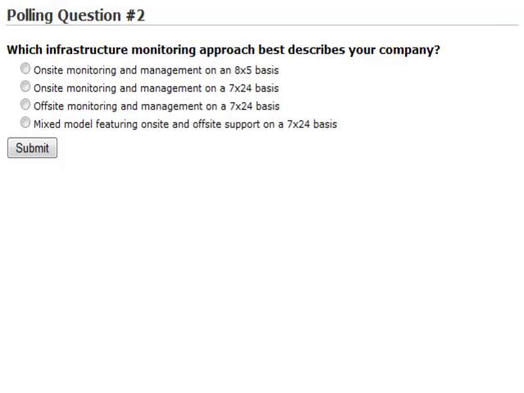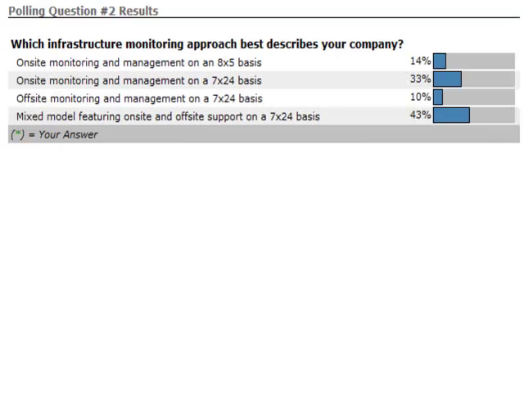Steve, I'm going to turn you over for the polling. Okay. The question we have here is, which infrastructure monitoring approach best describes your company? Is it on-site monitoring and management on an 8x5 basis? Is it management and monitoring on a 7x24 basis on-site? Are you doing it off-site on a 7x24 basis? Or is it a mixed model featuring on-site and off-site support on a 7x24 basis? And if you would mark your ballots, we would appreciate it. We want to get a sense of where you are on this.